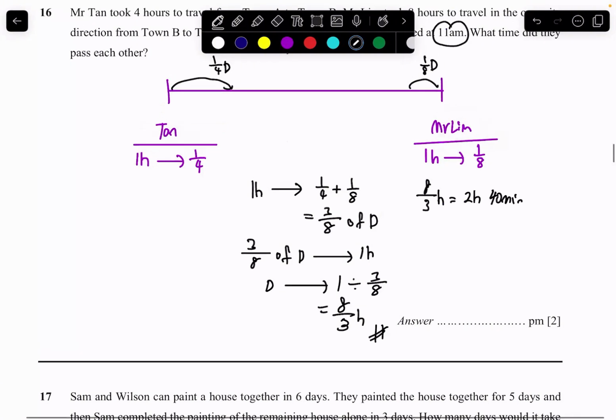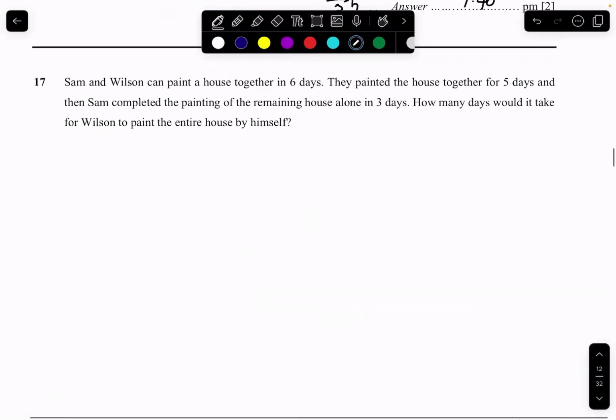Since they started at 11 a.m., what time will they meet? On the timeline, 11 plus 2 hours is 1 p.m., then plus another 40 minutes, so 1:40 p.m. Okay, next. Sam and Wilson can paint a house in 6 days. They painted the house together for 5 days, and then Sam completed the painting of the remaining house alone in 3 days. How many days will it take for Wilson to paint the entire house by himself?